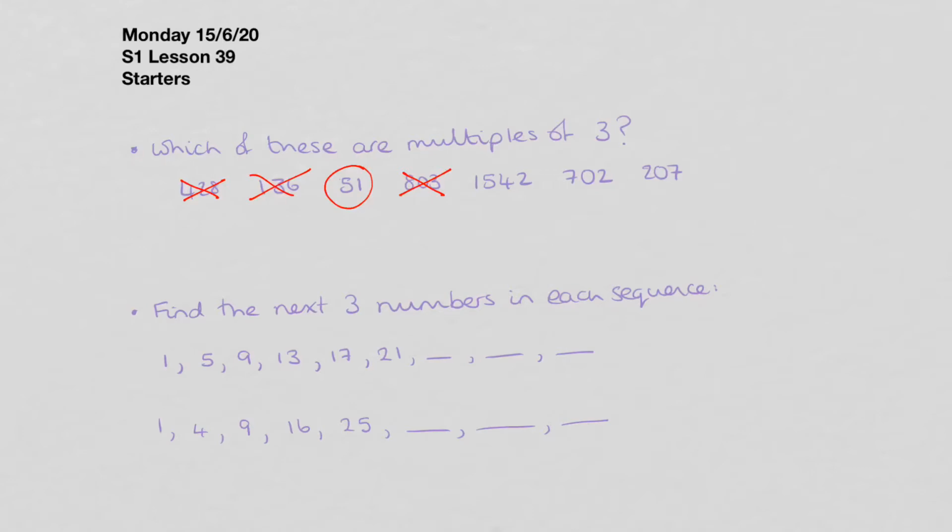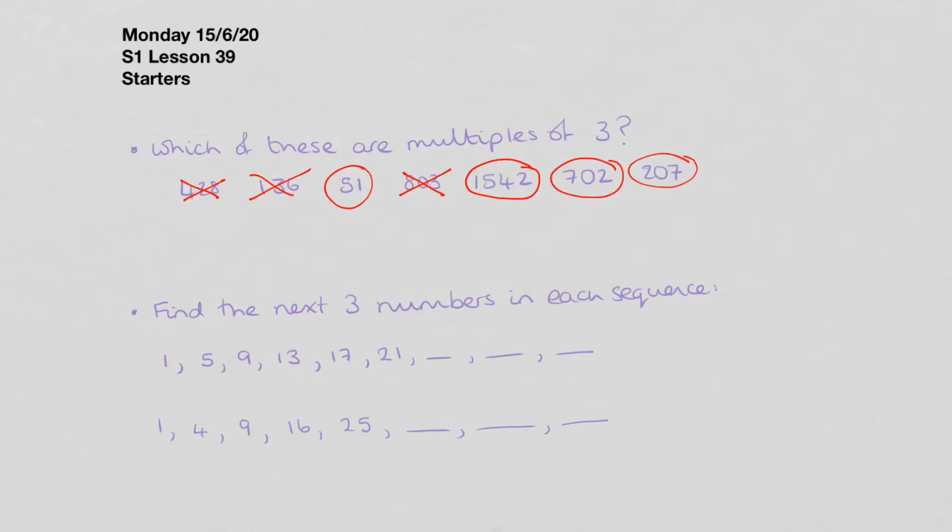1,542, when we add those up, 1 add 5 is 6, add 4 is 10, add 2 is 12, which is in the 3 times table. And 7 add 0 add 2 is 9, so that's in the 3 times table. And 207 also adds up to 9. Okay, so the 4 circled numbers are the ones out of that list that are multiples of 3.